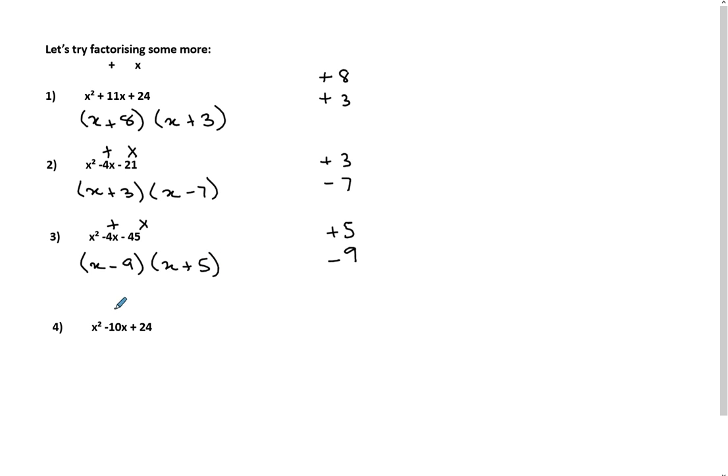Okay, two numbers that add to give minus 10, multiply to give positive 24. So in this case, both numbers are minus because they add to give a minus. And then you're looking for two factors of 24 that add to give 10. So you've got minus 6, minus 4. So you've got x minus 6, x minus 4.